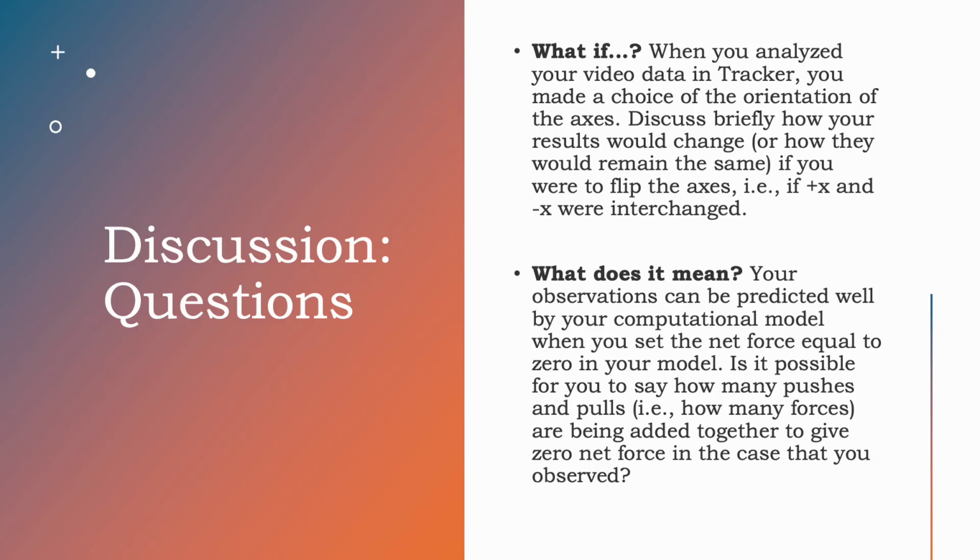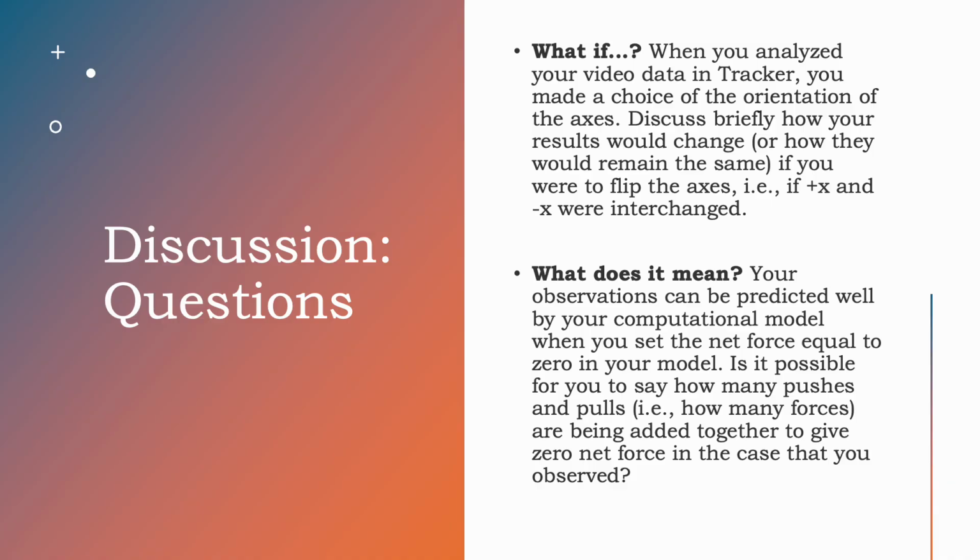If I flipped the axes so that positive x became negative x, the numerical signs of the position and velocity values would change. However, the position time graph would still be linear, but the slope would now be negative instead of positive. This means the object would appear to be moving in the negative direction instead of the positive direction. The magnitude of the velocity would remain the same, only the sign would change.